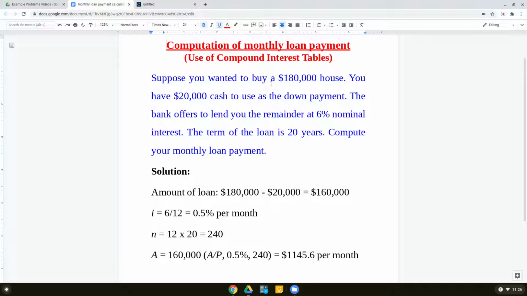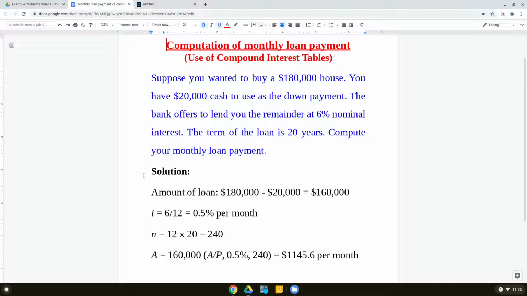So let's read the problem. Suppose you wanted to buy a $180,000 house. You have $20,000 cash to use as the down payment. The bank offers to lend you the remainder at 6% nominal interest. The term of the loan is 20 years. Compute your monthly loan payment.